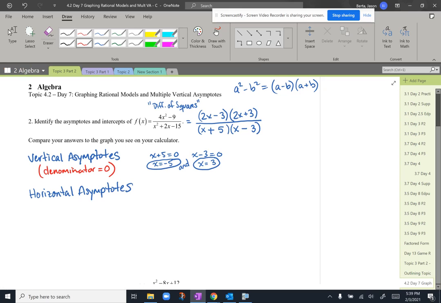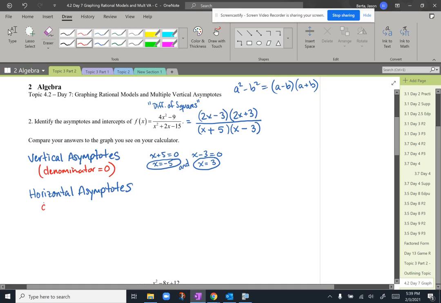We find the horizontal asymptotes. Well, it really depends. Remember, there are those three cases, and it depends if the degree of the numerator is less than, equal to, or greater than the degree of the denominator. Here, we have a situation where the degree of the numerator is 2, and the degree of the denominator is also 2.